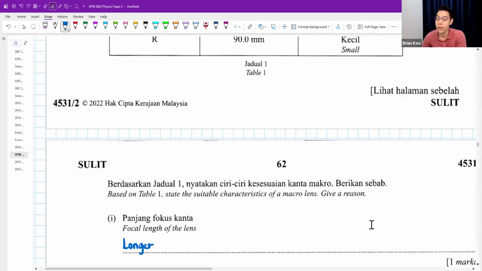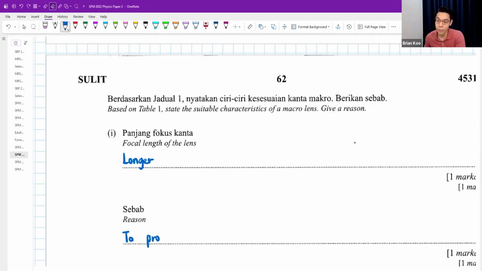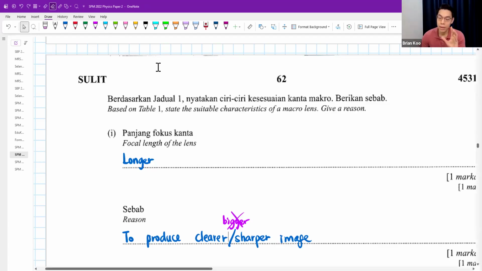Reason being, if I have a long focal length, I can produce a clearer or a sharper image. To produce clearer can, sharper also can. Not a bigger image. Bigger not accepted. Okay, why can a longer focal length make it sharper, clearer, but not bigger?